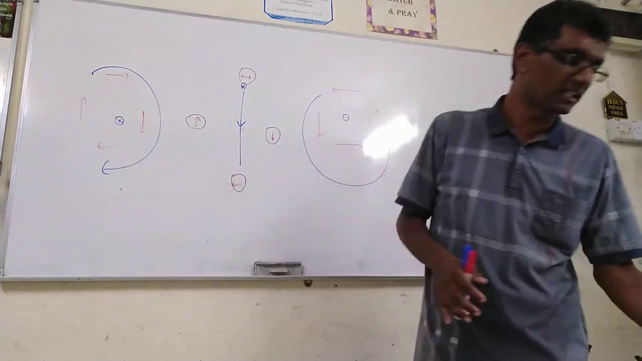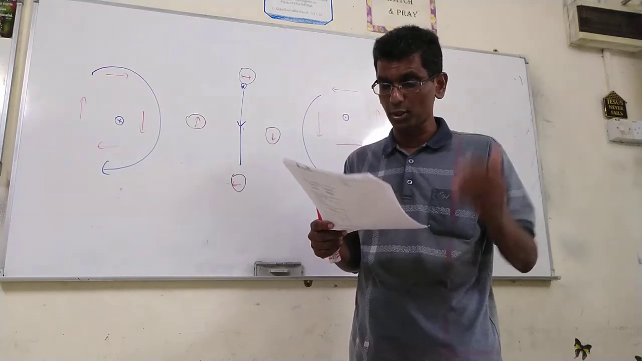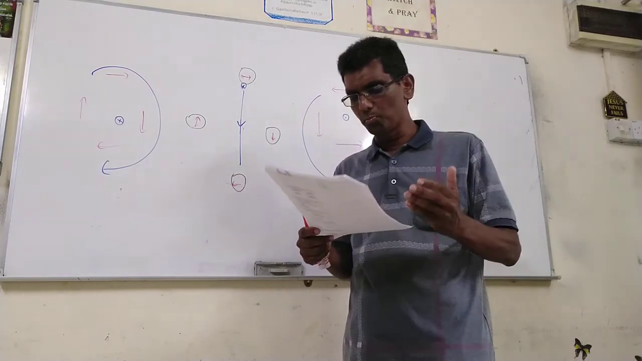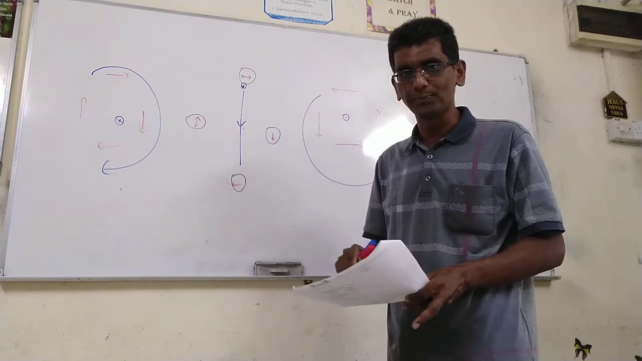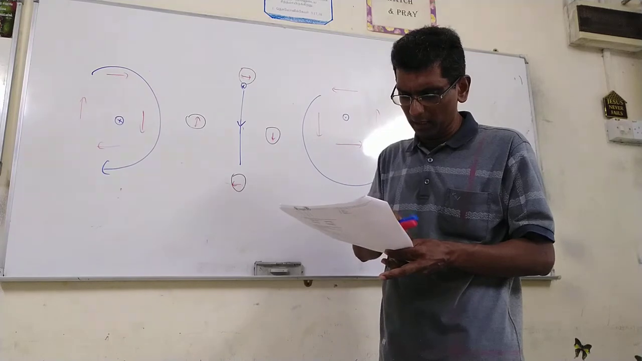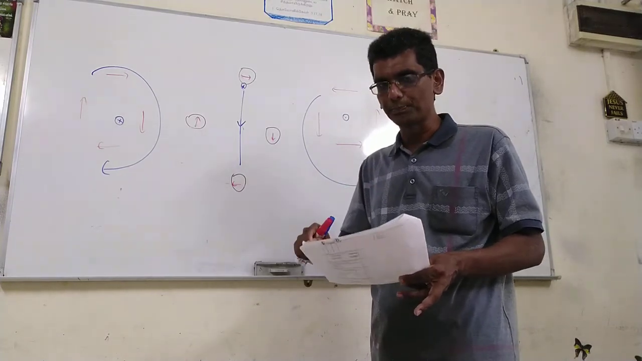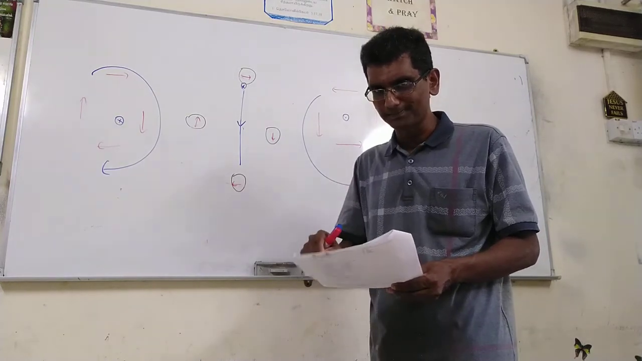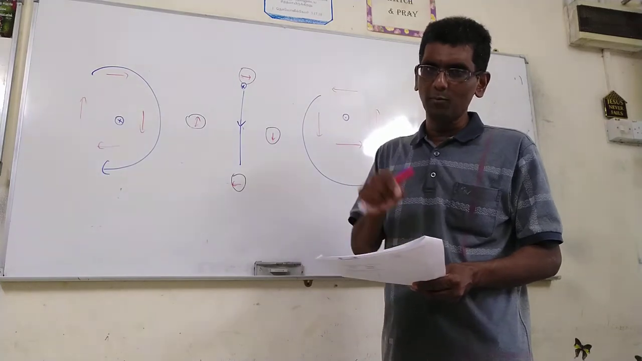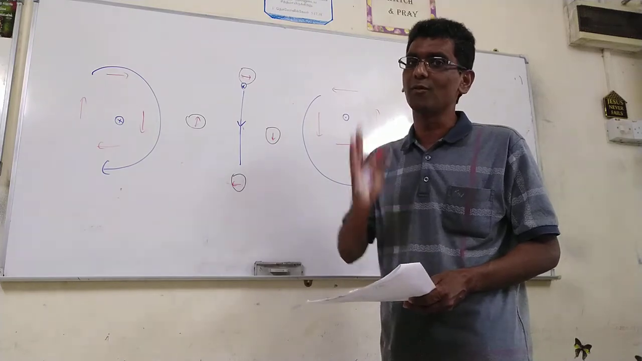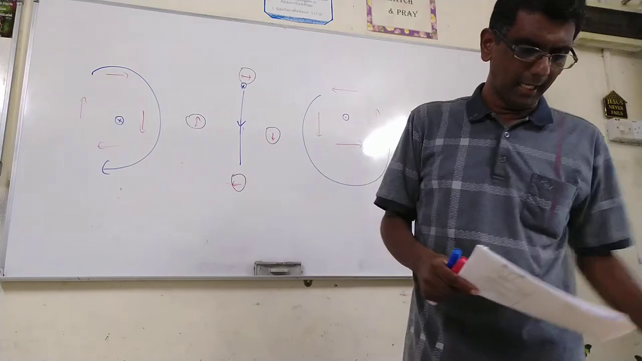So what's the answer for this question? Place a plotting compass near the wire and note down the direction shown. That's the answer. Question 2B: place plotting compasses near the wire and note down the direction shown. Repeat by moving the compass around the wire. How many times repeat? Three times, four times altogether, for four locations. Okay, that's the answer.